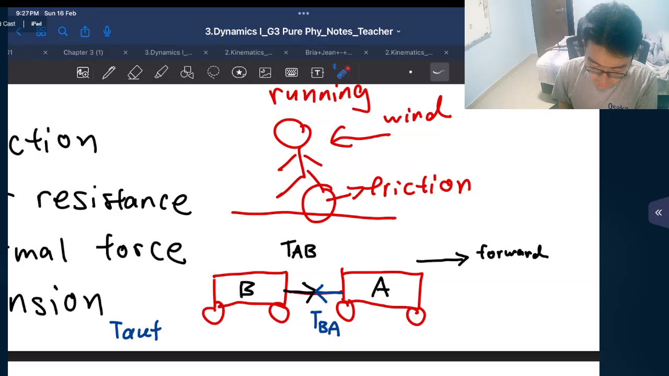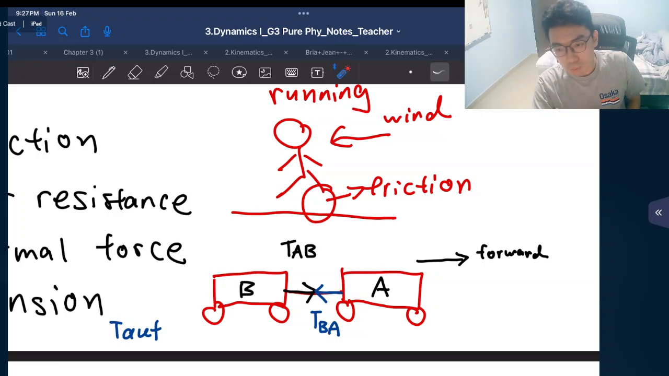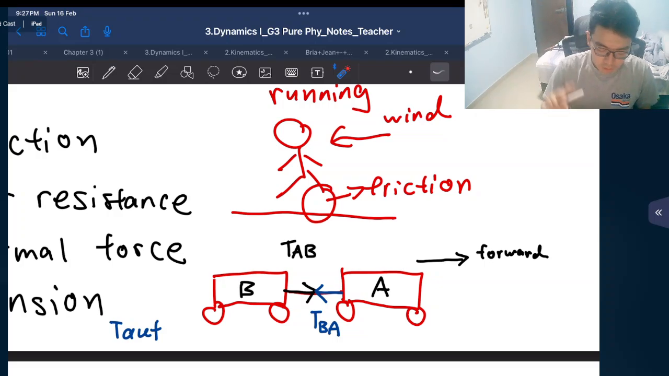So this is how it works. But don't go and see one arrow on the right, one arrow on the left, they cancel, and then the body is not moving. Remember, they are acting on different bodies. In real life, when you pull A, they will move. But how does the physics work? We'll talk about it in the first law and second law.